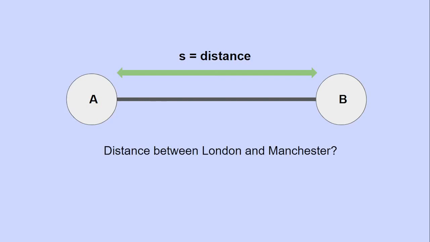Let's take a look at an example. What is the distance between London and Manchester? We know that more or less the distance between these two cities equals 260, so S equals 260 kilometers.